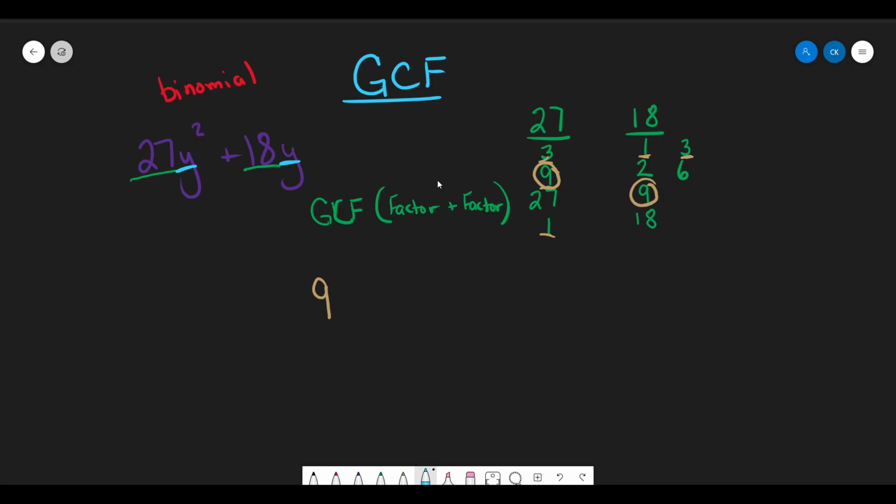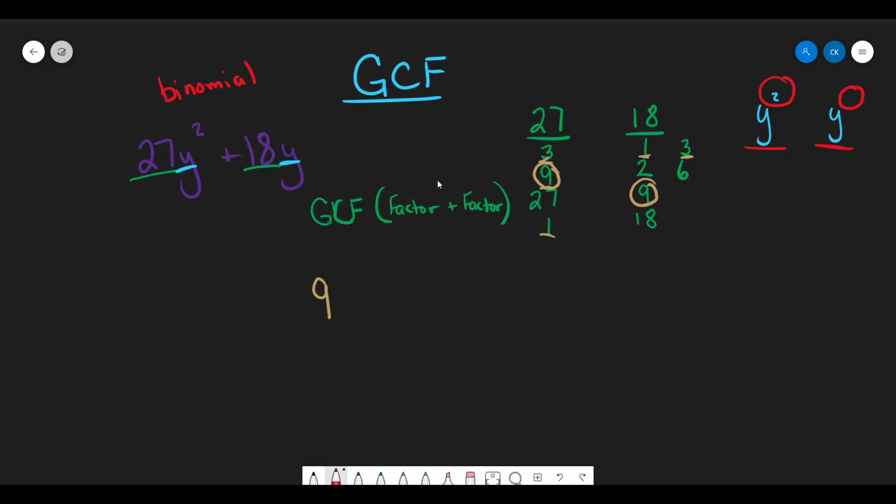If the specific variable we're looking at is not in all of your terms, it cannot be a part of the GCF. So I wouldn't worry about it in terms of putting it into the GCF. But since the y is here in both terms, now I'm going to say, okay, I need to find the greatest common factor between y squared and y. Well, it's very simple with our variables. To find the greatest common factor of the variables, you look at your variables and you say which one of these has the smallest exponent.